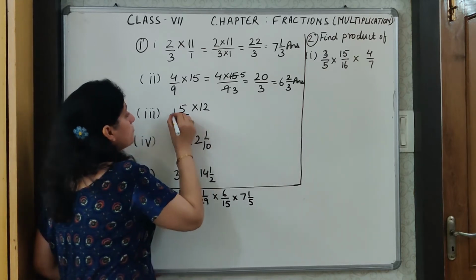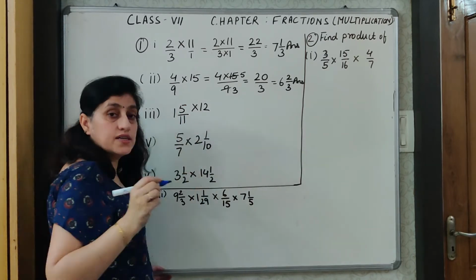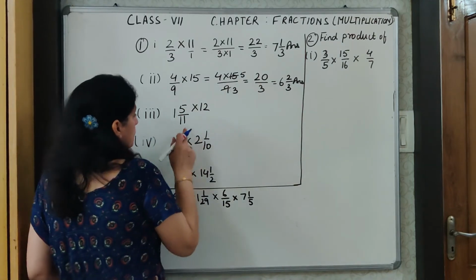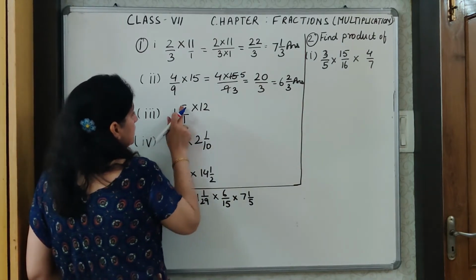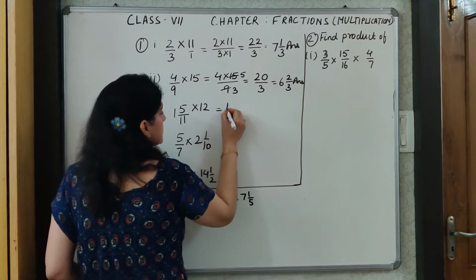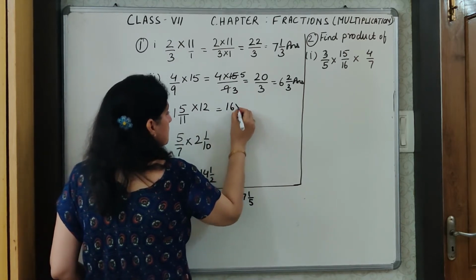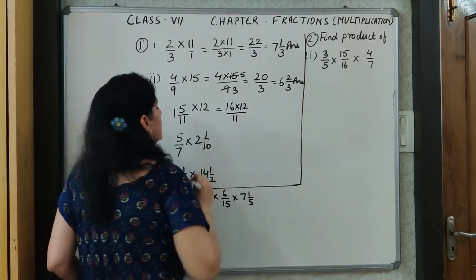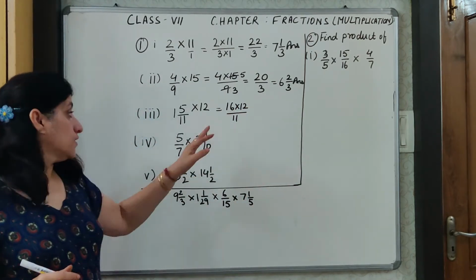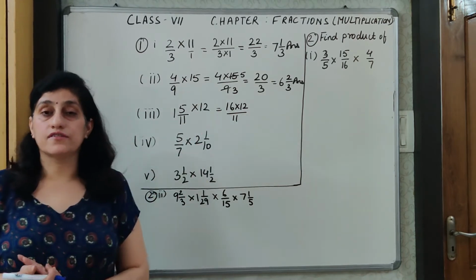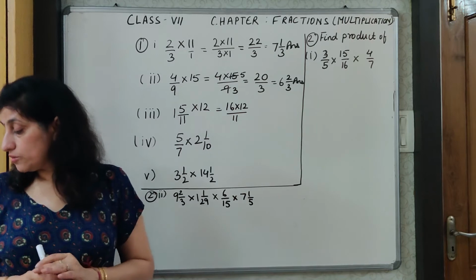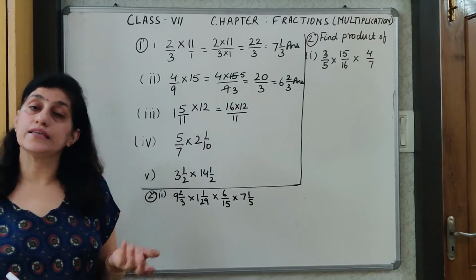Here I have a mixed fraction. So my first step is to convert the mixed fraction to an improper fraction. 11 ones are 11 plus 5 is 16, multiplied by 12 upon 11. I see 11 is neither a factor of 16 nor 12, meaning I can say the numerator and the denominator are not divisible by each other.